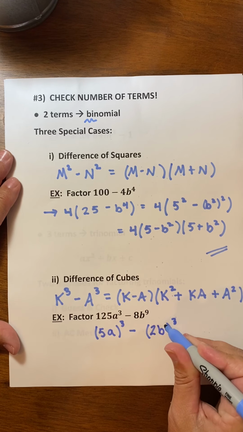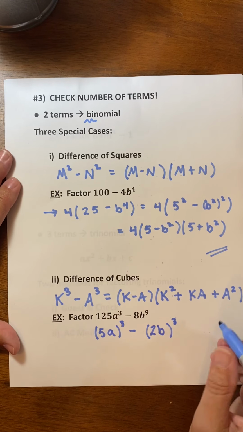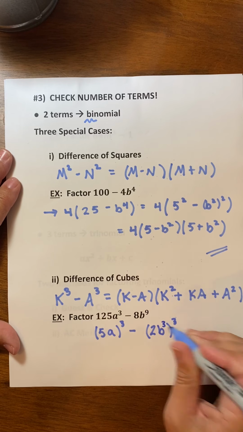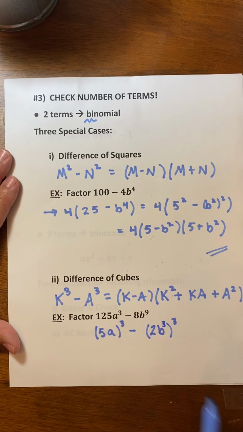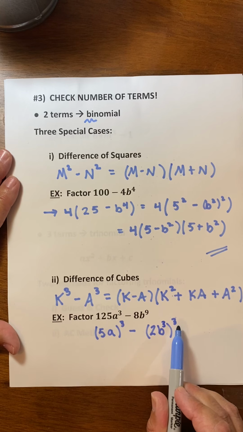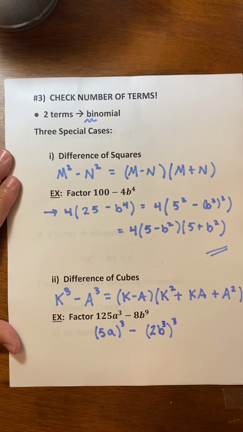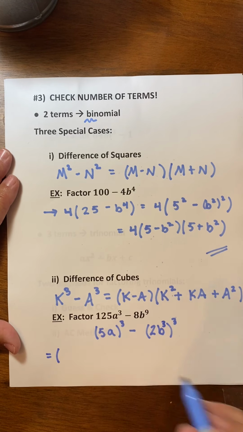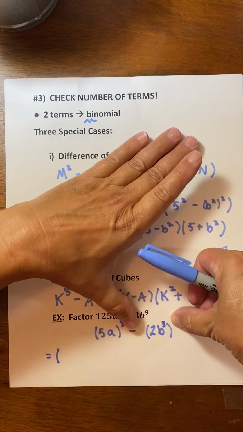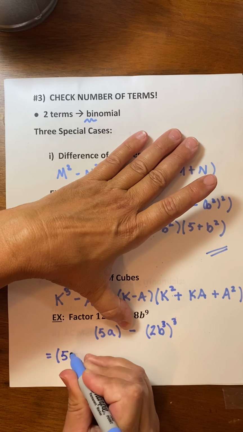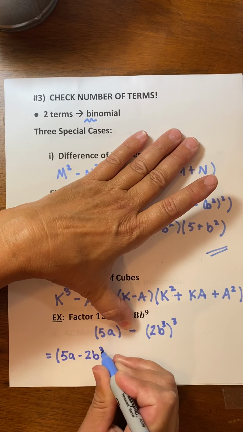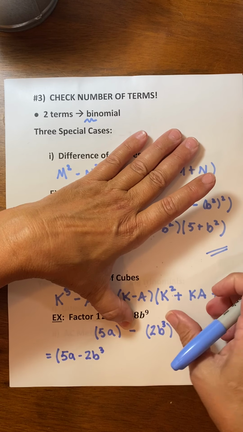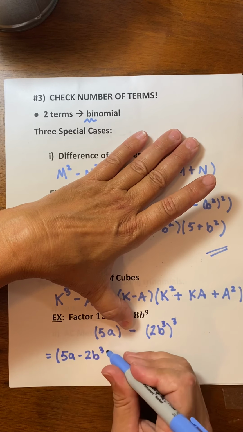What power would we put on b such that if we cubed it, we got 9? Remember the power to power rule, we would multiply. So b cubed to the third would be b to the 9th. So this is the difference of cubes. So this factors beautifully. My first factor is 5a minus 2b cubed. So just remove the cubes. Now we're not removing that cubed because that's on the inside. We're just removing the cubes outside the parentheses.